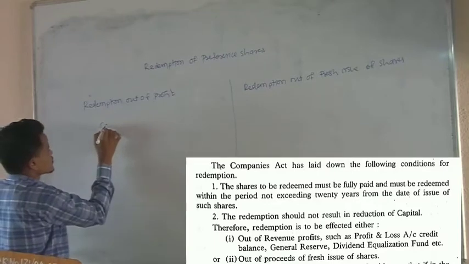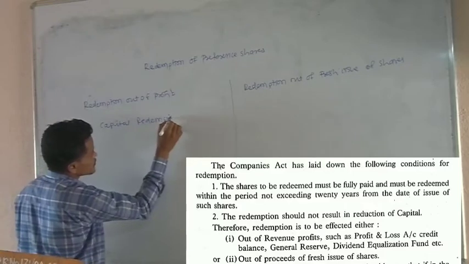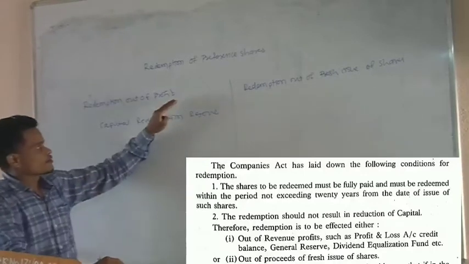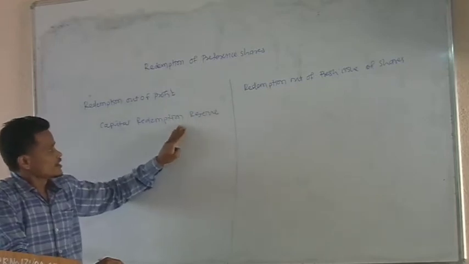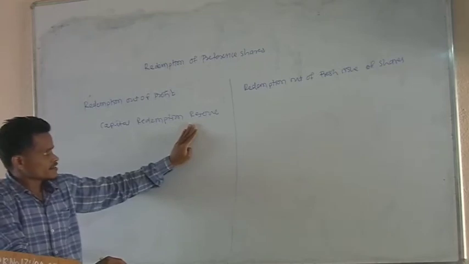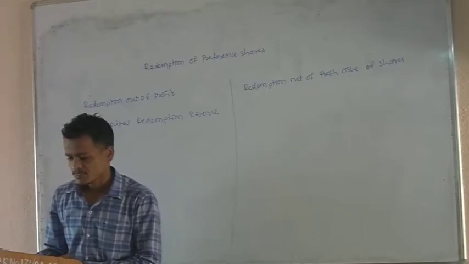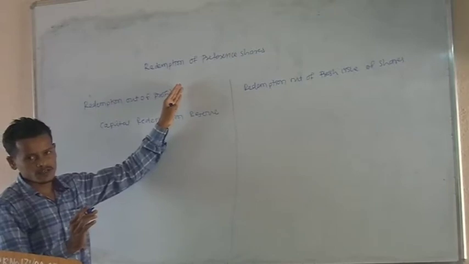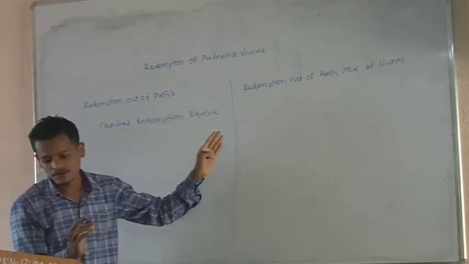Capital redemption reserve is created. So the amount of profit or the amount of general reserve is transferred to capital redemption reserve, and then that reserve is used to redeem the preference shares. So when there is a transfer of amount from profit and loss account or general reserve to the capital redemption reserve, an entry is made in the books of account.